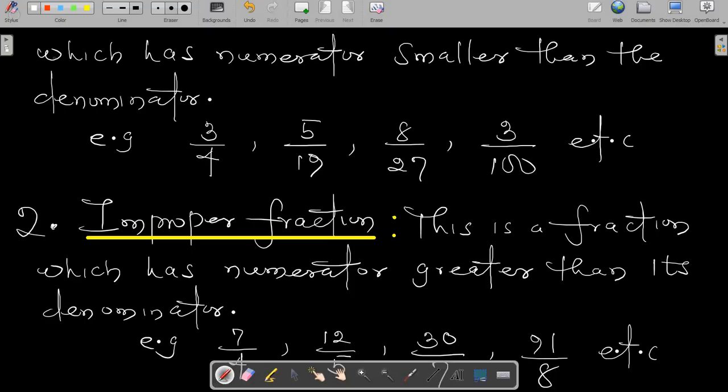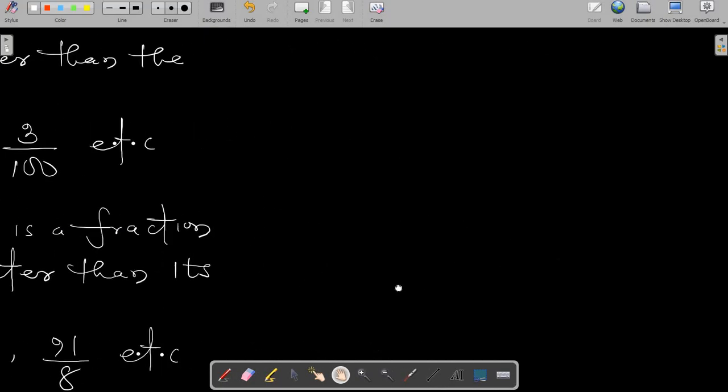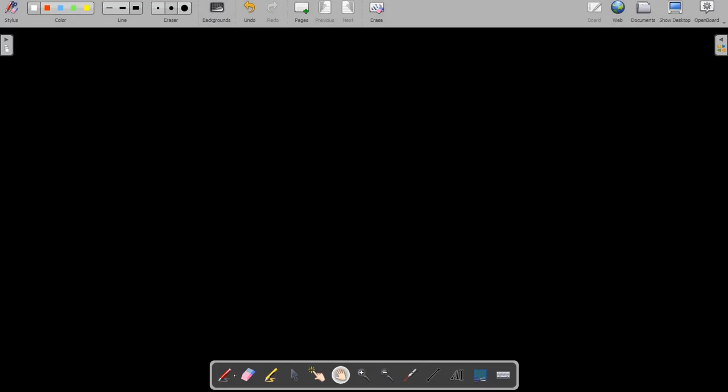Now let's move on to the third type of fraction. We call it a mixed number. So that's number 3. What's a mixed number? Well, this is another special type of fraction where we have partly an integer and also partly a fraction.